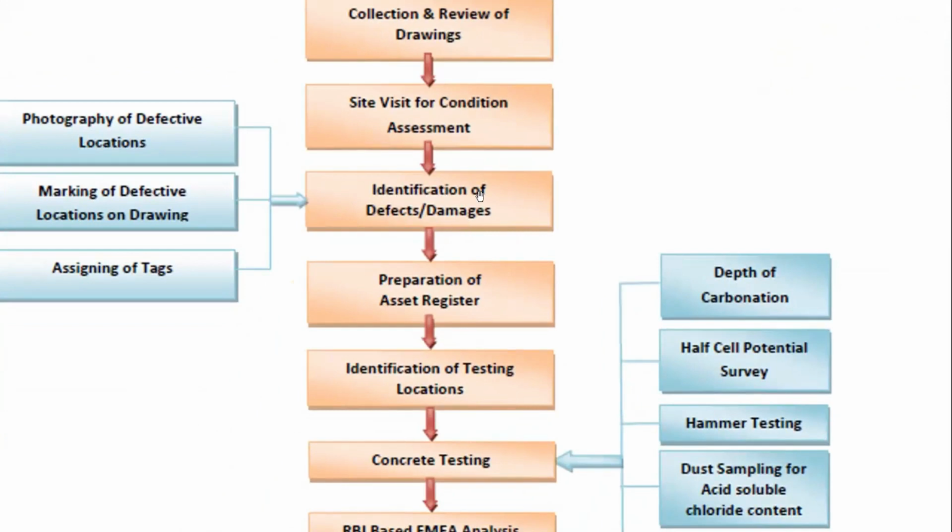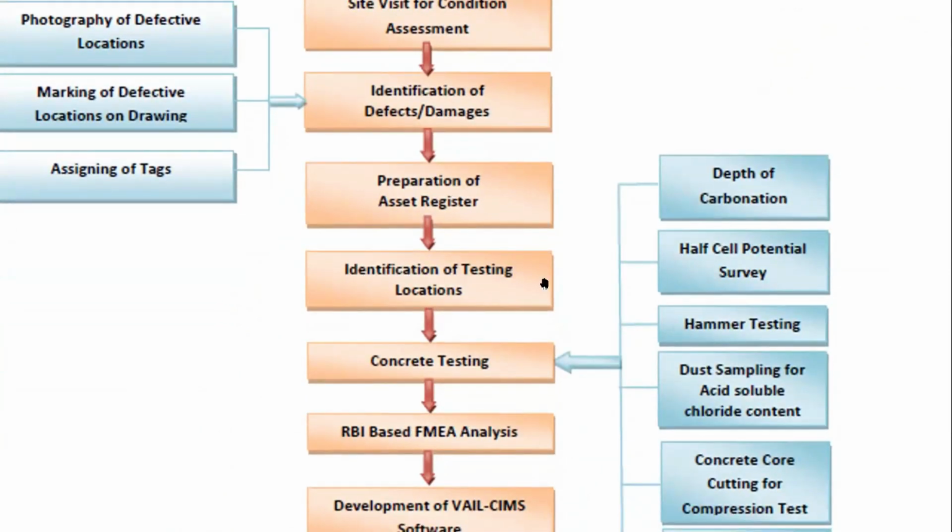This identification of defects and damages comes from photography of the defective locations, marking of defective locations on drawings, and assignment of tags, because sometimes we don't know what is what, so it's better to have proper tracing and tracking of all those components of the building. Then preparation of the asset register, then identification of testing locations and concrete testing.